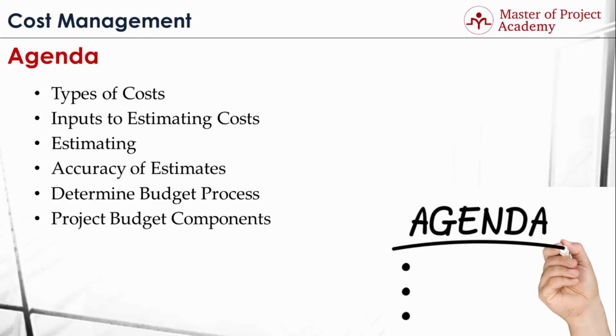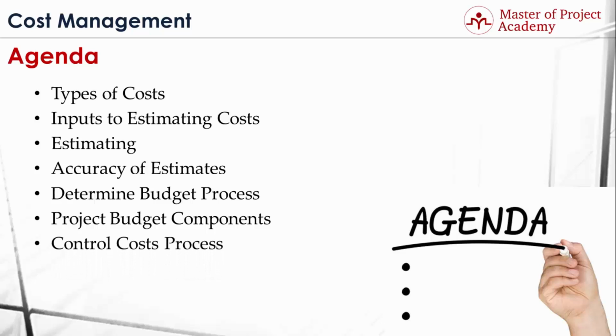The project budget will have components. After activity cost estimates are complete, there will be contingency reserves on top of these estimates, such as activity contingency, management reserve, etc., to accommodate any risks if they occur during the project.